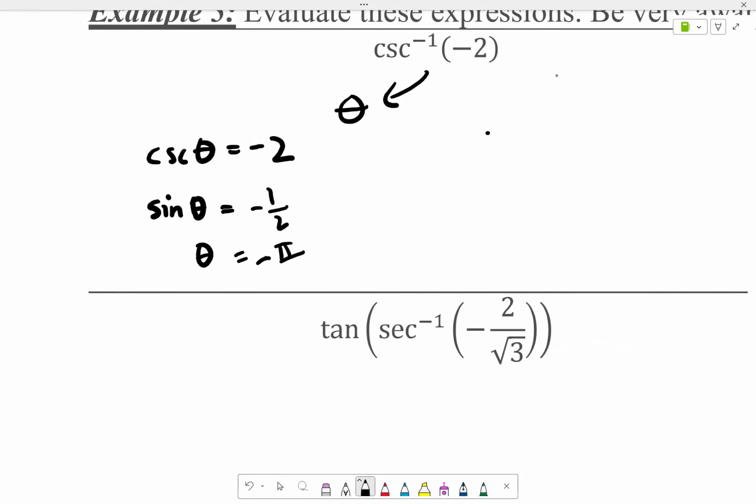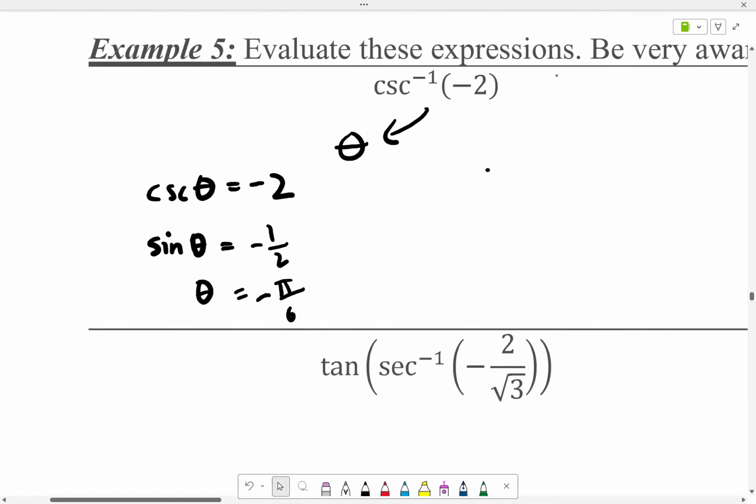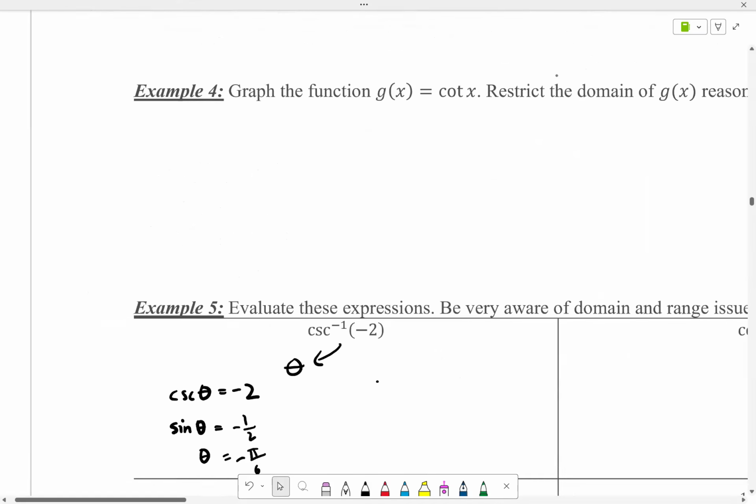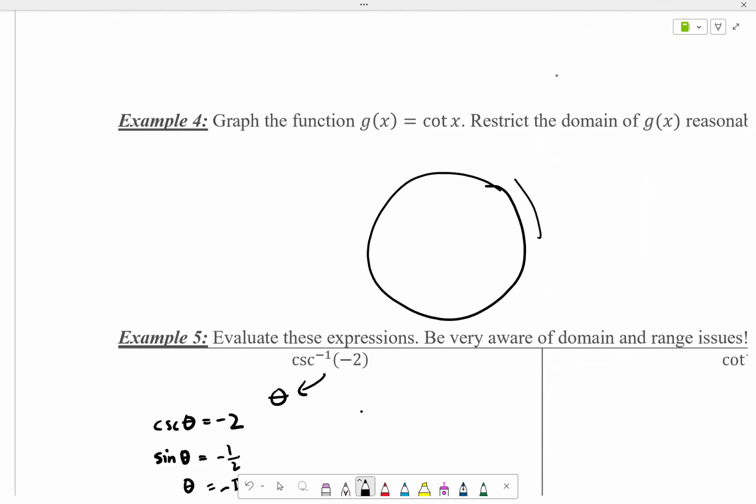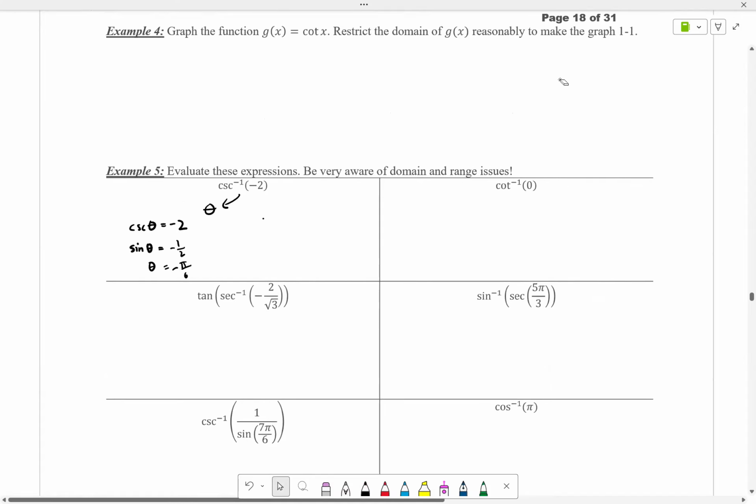-5/6. Are there other answers? There are other answers, but remember, cosecant inverse lives in the same place as sine inverse. So we're looking only for angles in quadrants 1 and 4, which is why this is the only answer, -5/6. That's it. Yes. You have to go this way to get there. Good question.